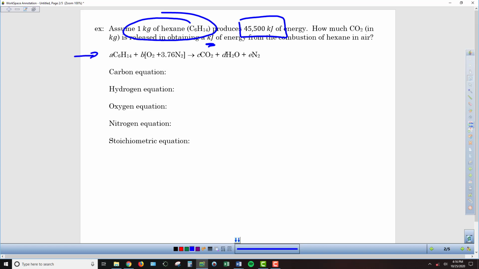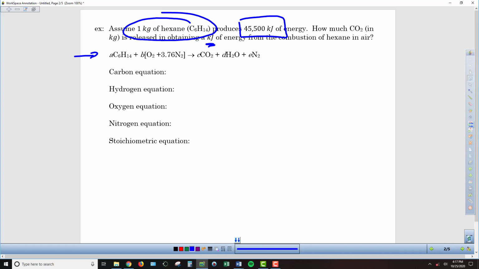So we've got the hexane combined with the air. Of course, it's going to only react with the oxygen. The nitrogen passes through, as we saw in those air-to-fuel ratios notes. And so we're going to produce carbon dioxide and water plus the nitrogen pass through. So we've got to balance this stoichiometric equation as our first order of business.